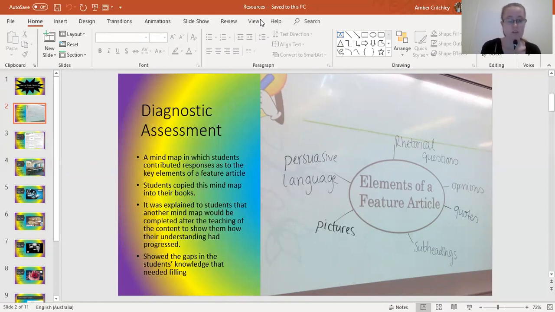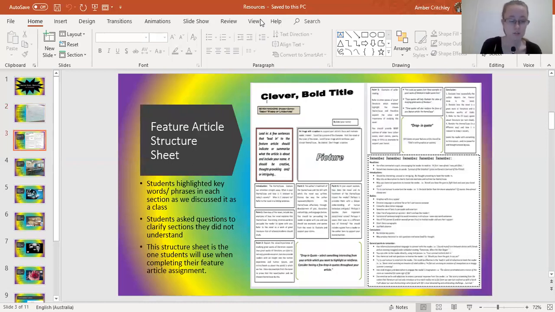After students contributed their responses to this mind map, students were given a handout of a feature article structure that goes into detail about what they need to include in each section of their feature article assignment. As a class, we went through each section, highlighting key words or phrases that students' attention needed to be brought to, and students asked questions to clarify sections that they did not understand as we went through the handout as a class. And this structure sheet is one that the students will use when completing their feature article assignment.